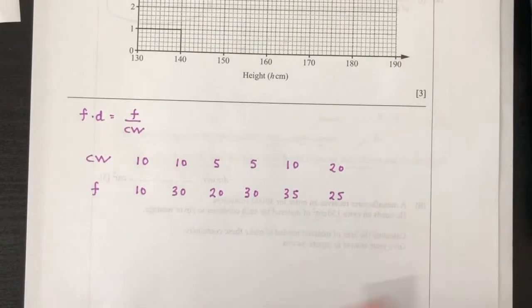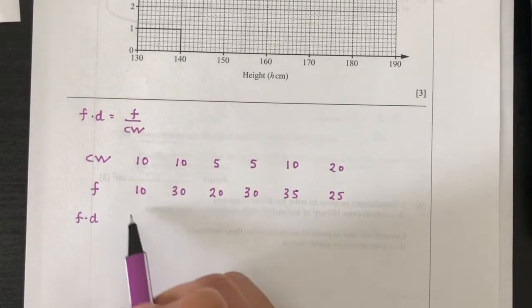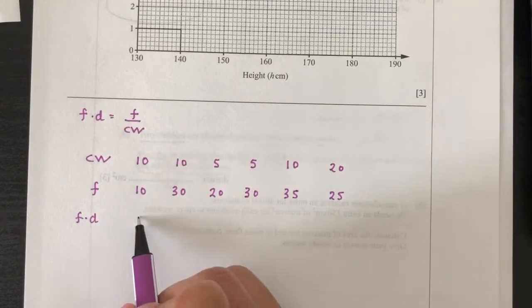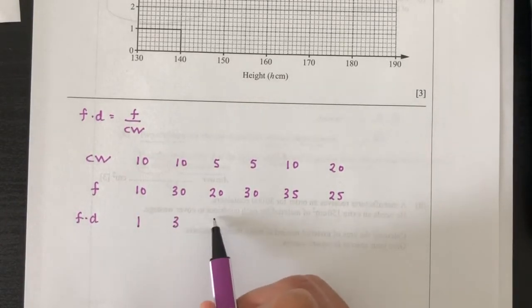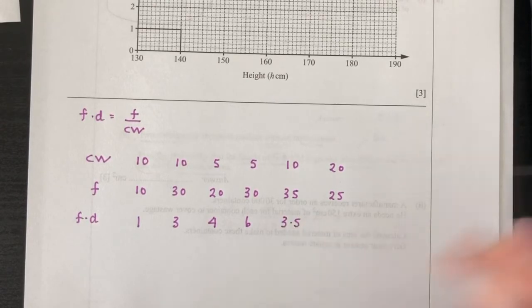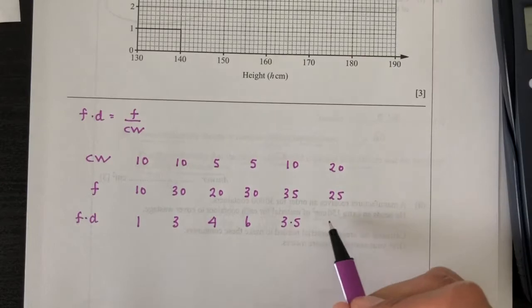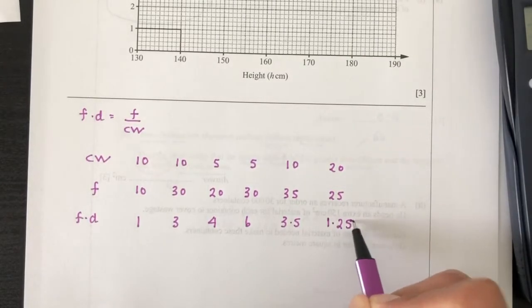So we have to find the value of FD. FD is equal to F divided by CW, which is class width. That'll be 1, 3, 4, 6, 3.5, and what is 25 divided by 20? That'll be 1.25. So 1.25 for the last class.